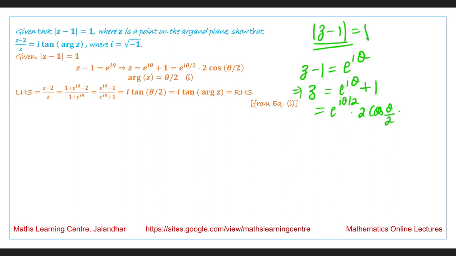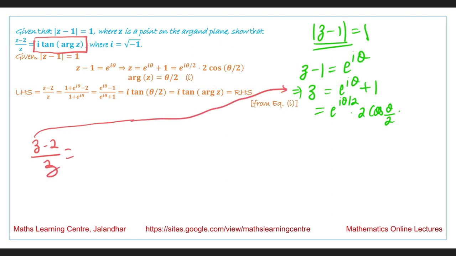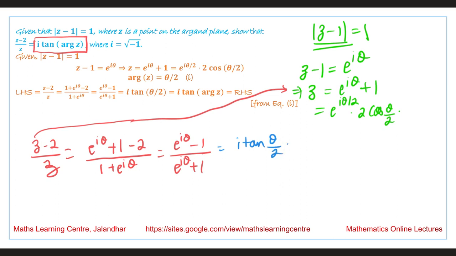Now what we have to show over here is that (z minus 2) over z is equal to iota tan of argument of z. So if we substitute this value of z over here, we get e raised to the power iota theta plus 1 minus 2 over 1 plus e raised to the power iota theta. So this is equal to e raised to the power iota theta minus 1 over e raised to the power iota theta plus 1. And we have already seen that this value is equal to iota tan theta by 2.